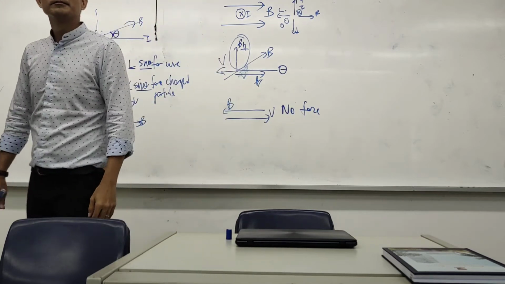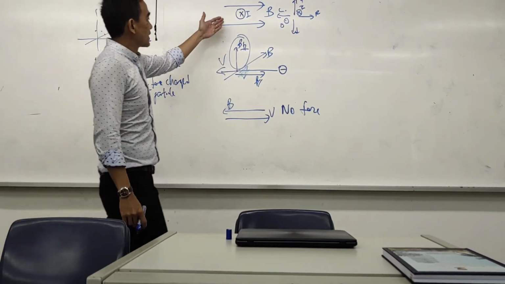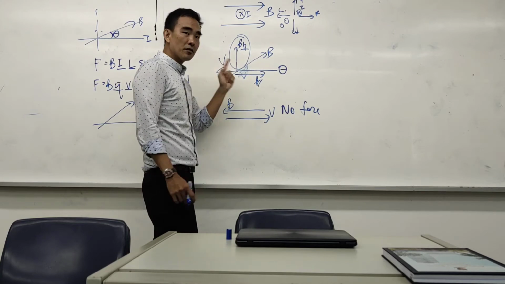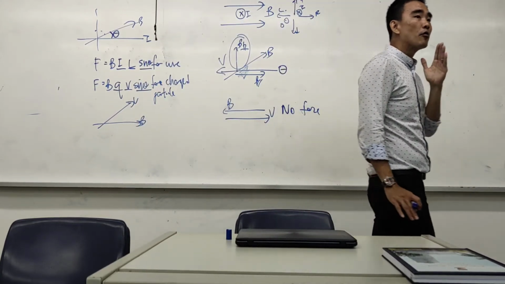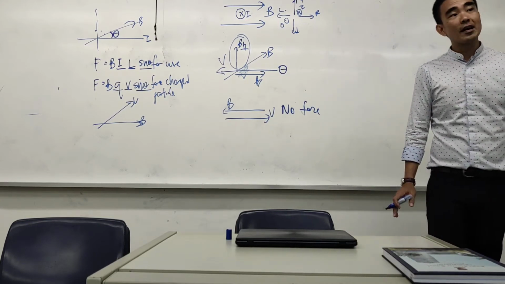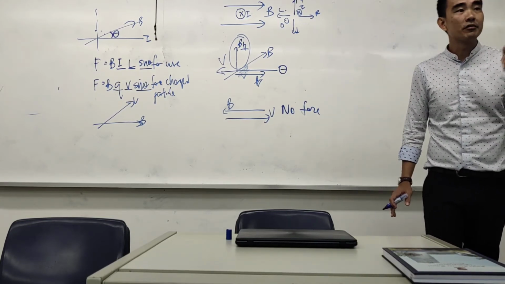Yes. Are we resolving the B field in the second case? For which one, second case or sixth case? Yes, we're resolving the B field. So the B field can point in any direction, but we always take the perpendicular component to the current or the velocity. That's the one that creates the force.